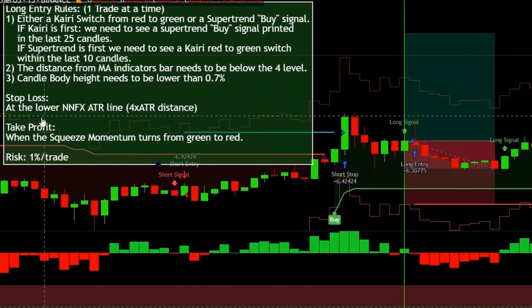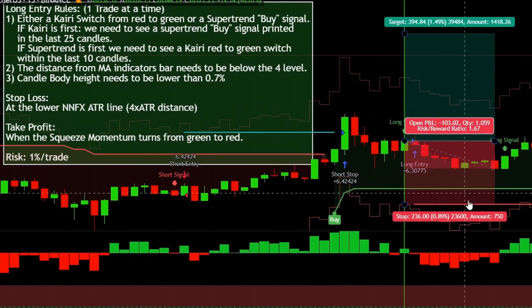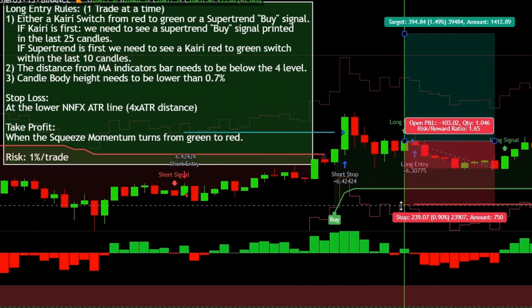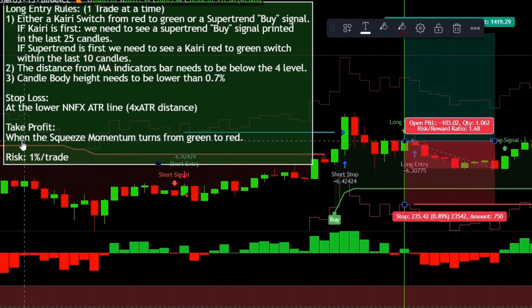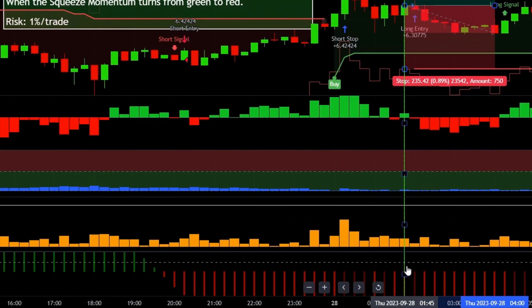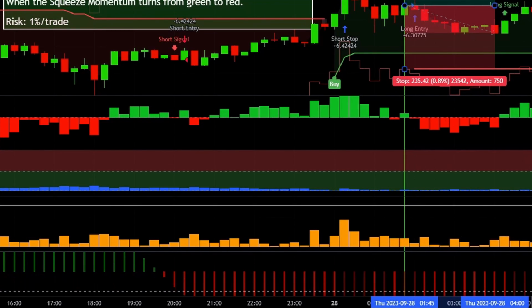The stop loss placement will be at the lower NNFX ATR line, which is a 4 times ATR distance. This will be right here. And the take profit will be when the squeeze momentum turns from green to red. So here on the bottom, you can see the squeeze momentum indicator.